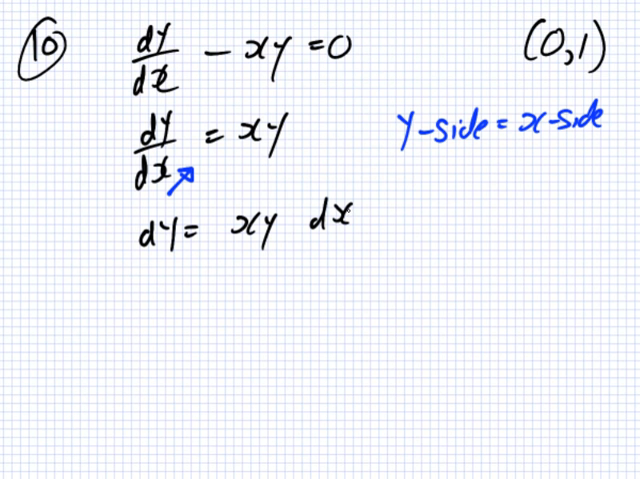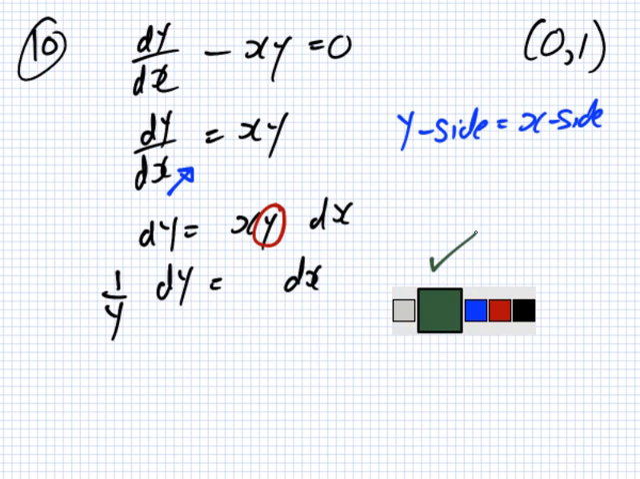But there's a problem. What's the problem here? xy is also... Yeah, we don't really want this one here. It's on the wrong side, isn't it? So we bring it down. We got 1 over y dy equals x dx. Now we're good to integrate. So let's integrate.